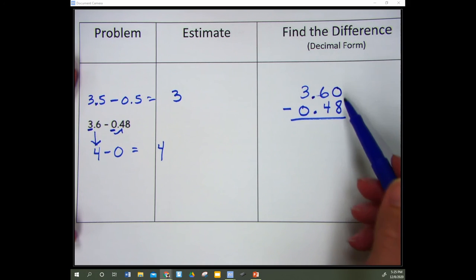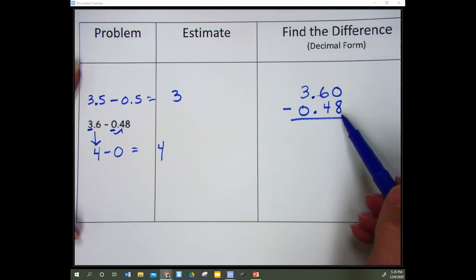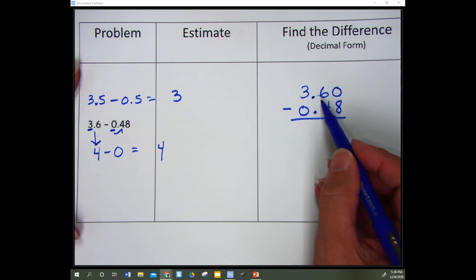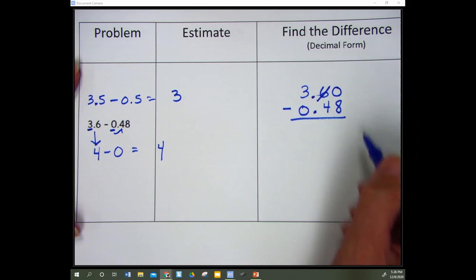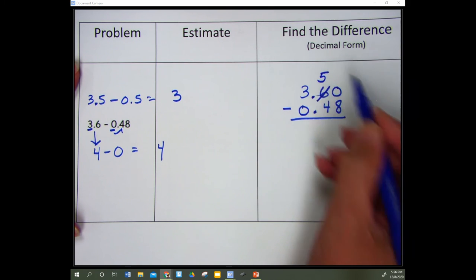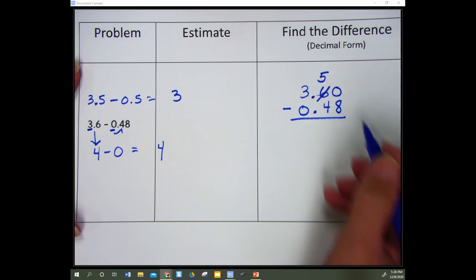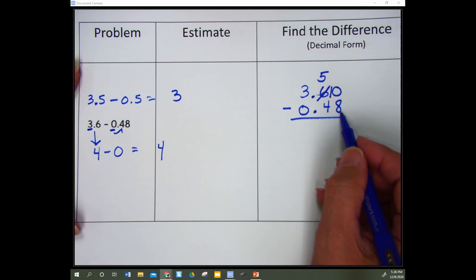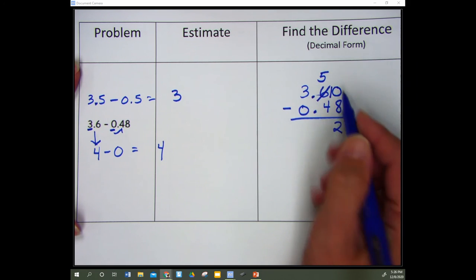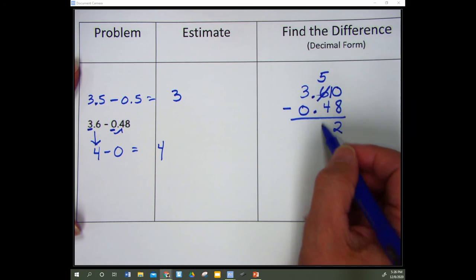Here's why. I have 0 hundredths and I'm trying to take away 8 hundredths. I don't have enough hundredths, right? Where am I going to get more hundredths? You're right, I'm going to get more from that tenths column. I have 6 tenths. I'm going to take one of those tenths. That will leave me with 5 tenths. The 1 tenth I took is equal to 10 hundredths. 10 hundredths take away 8 hundredths would be 2 hundredths. 5 tenths take away 4 tenths would be 1 tenth.